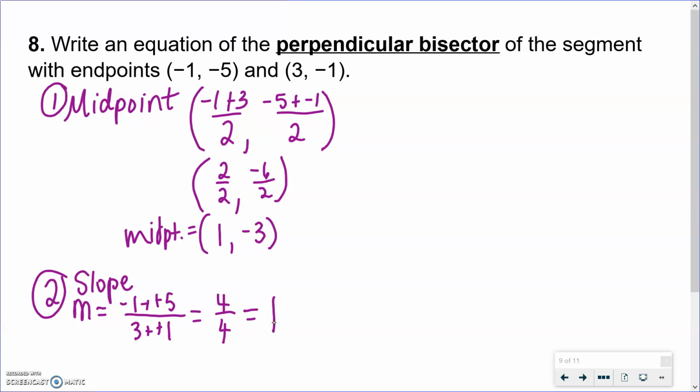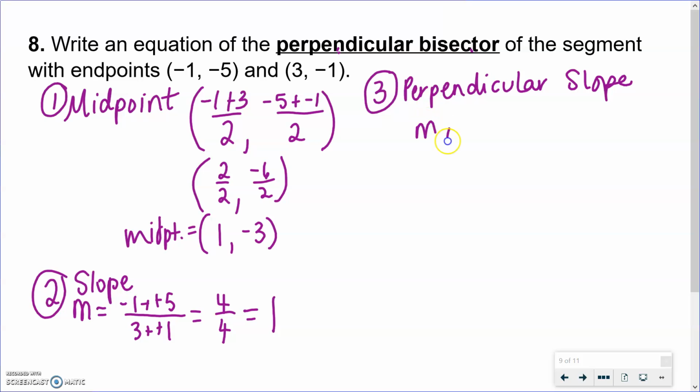Okay. The third step is going to be the perpendicular slope. Okay, and so we need that because we're looking for the perpendicular bisector. Okay, so we found the slope. Now we can use this slope to tell us the perpendicular slope, which is going to be the opposite reciprocal of 1, which is -1.